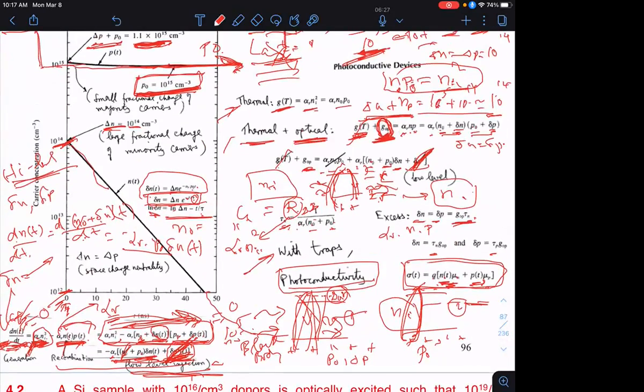Any questions? All of this that we discussed today, except for the Hall effect, is off limits for the midterm.